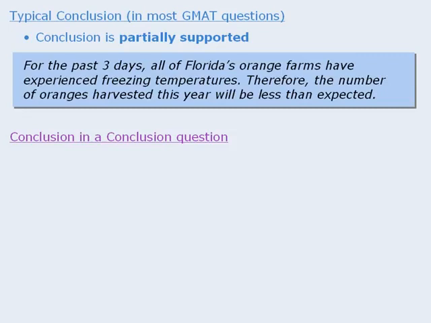So for most arguments on the GMAT, it's okay if the conclusion is only partially supported by the premises. In fact, there are many GMAT questions that require you to strengthen or evaluate arguments, so it would be difficult to do so if those arguments were always perfect. However, when a critical reasoning question asks you to find a conclusion, that question is asking you to find a conclusion that must absolutely follow from the premises.